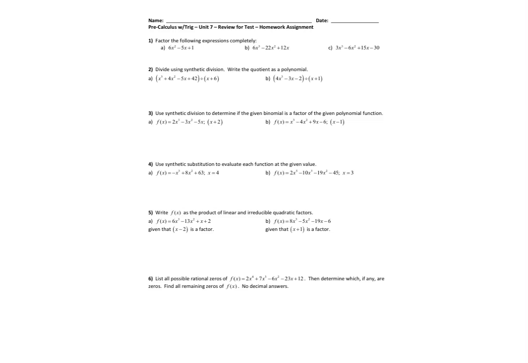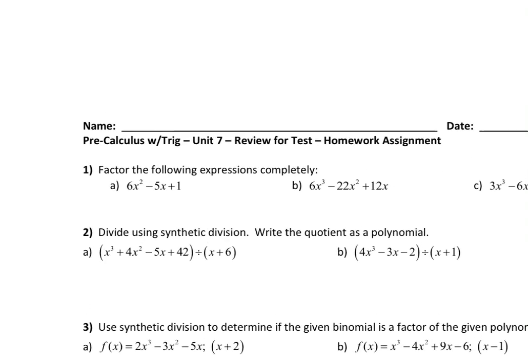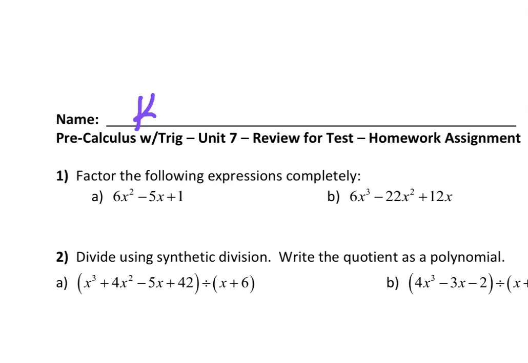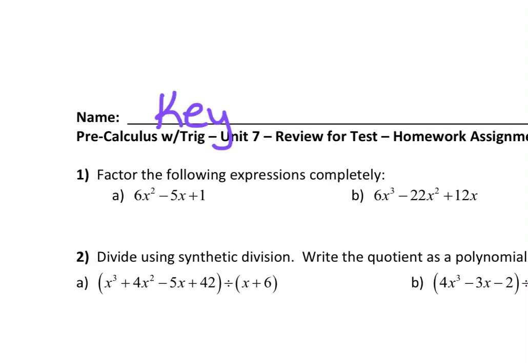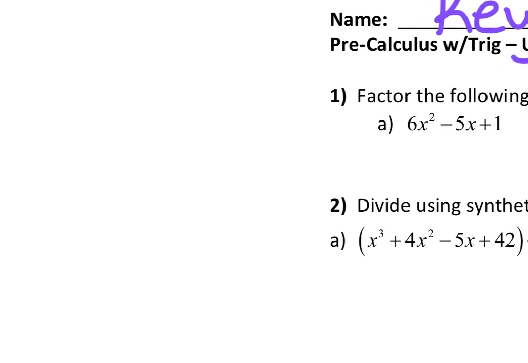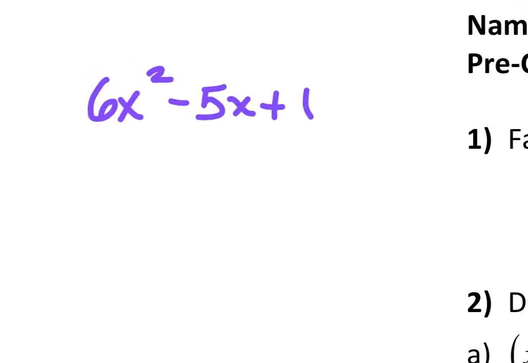This is the answer key for the Pre-Calc Unit 7 test review guide. And the first questions that I have on this review guide are just practice with factoring. And I'm actually going to work them out in the margin so that you can see the steps I'm following. So I'll start with 6x squared minus 5x plus 1.